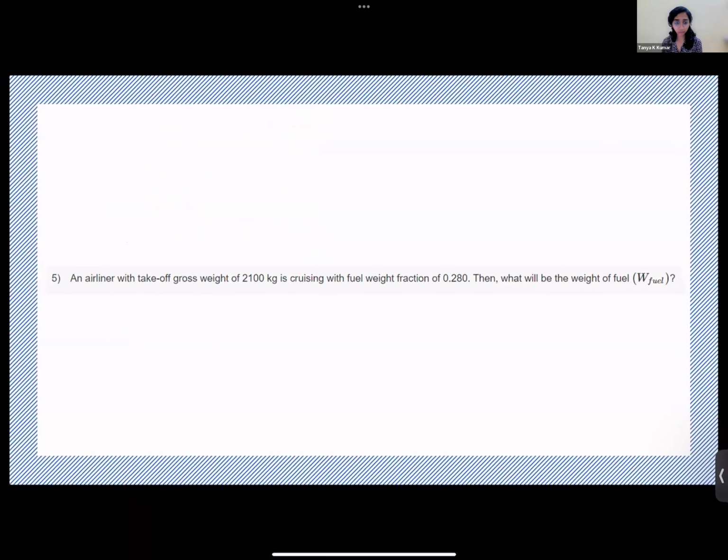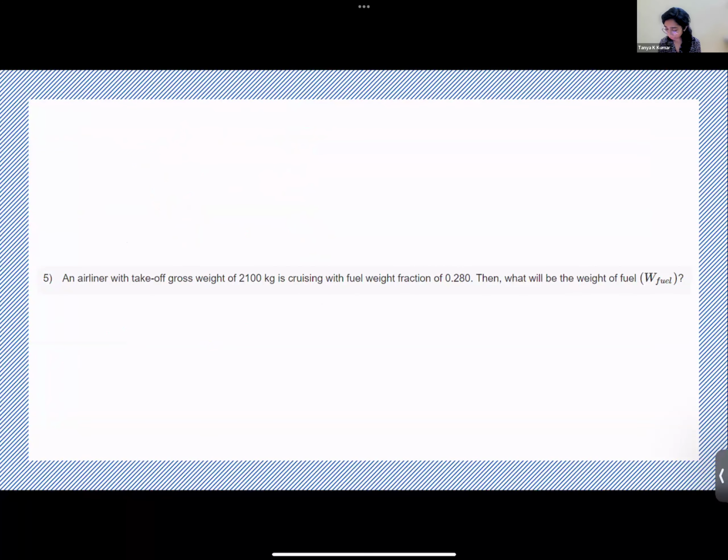Okay. Next question. An airliner with a takeoff gross weight of 2,100 kgs is cruising with a fuel weight fraction of 0.28. Then what will be the weight of fuel? Similar to the previous question, but the quantity given to you is different. So how do you proceed? What is given to you? They're giving you fuel weight fraction. So fuel by W naught is given to you as 0.28. They've directly given the fuel fraction and asked you to find out weight of fuel. So it's just 0.28 into W naught, which is 2,100. What is this value?